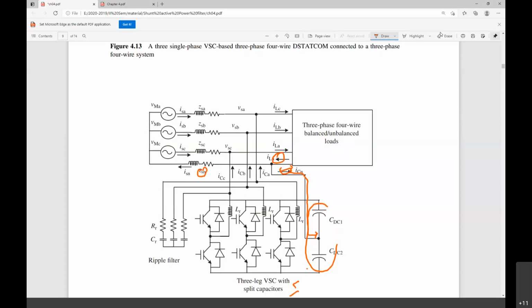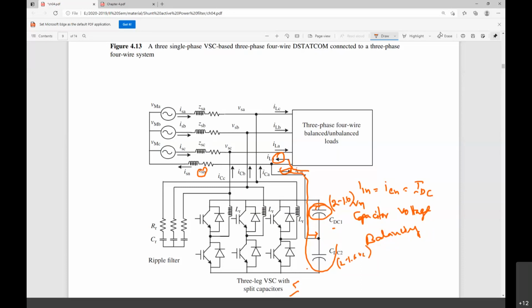Especially when there is any DC offset flowing in ILN, which is equal to ICN, there is a capacitor voltage balancing issue. Each capacitor here is also going to store 2 to 1.6 times the supply peak voltage. Here also, it is 2 to 1.6 times the voltage.